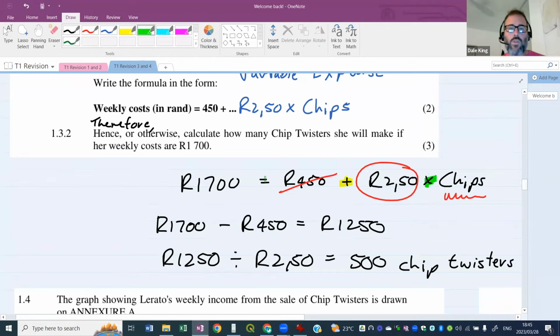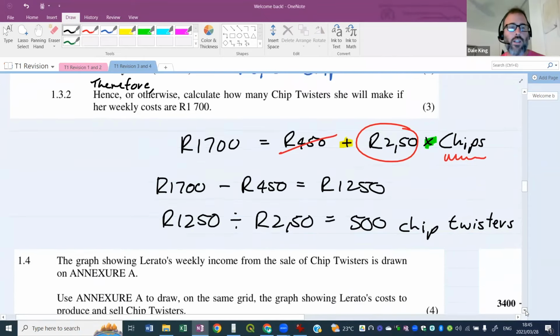Okay. So if we wanted to work out weekly costs, we would do it like normal, 450 plus 250 times chips. But if you want chips now, we've got to get rid of all these other things, the 450 and the 250, using these calculations here. So the question says, how many chip twisters? Chip twisters, 500 chip twisters. All right, you're getting confused here.